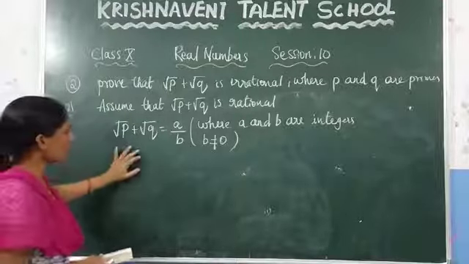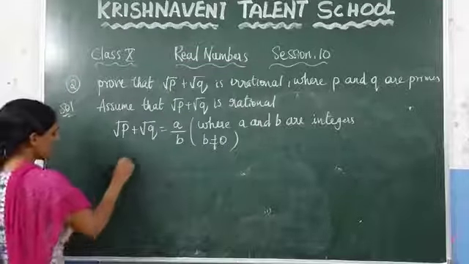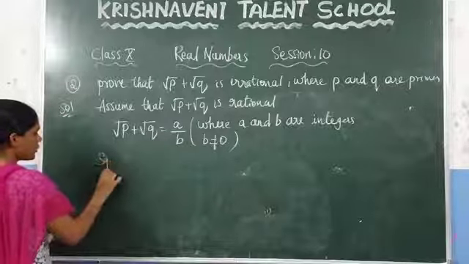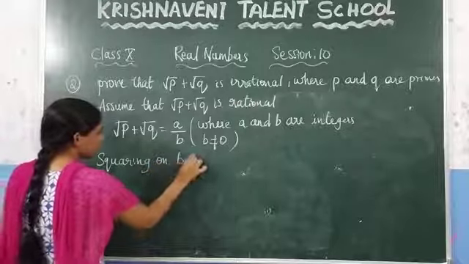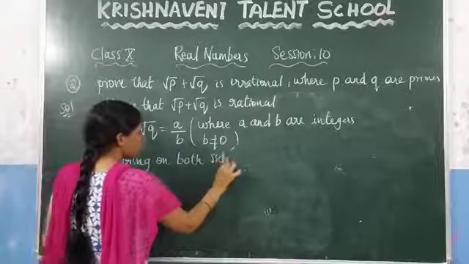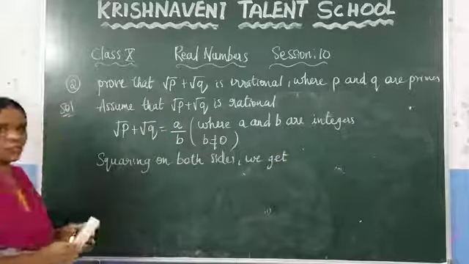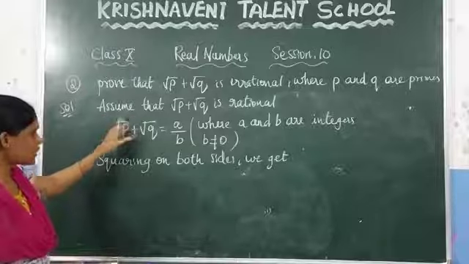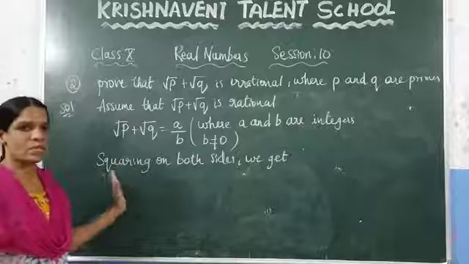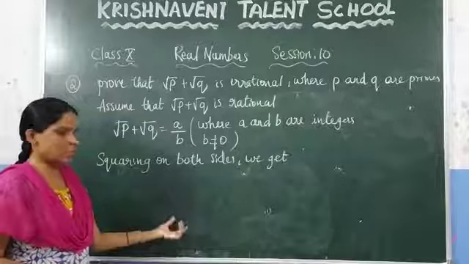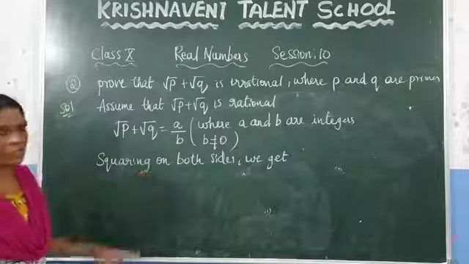Now here what do we need to do? We need to do squaring on both sides. Let us do squaring on both sides. So write it here, squaring on both sides. Why are we doing squaring on both sides of this equation? Because we need to cancel the root so that we get some rational numbers, and we can take those rational numbers to one side, so that we get a rational number on one side and an irrational number on the other side. For that reason we are doing squaring on both sides.